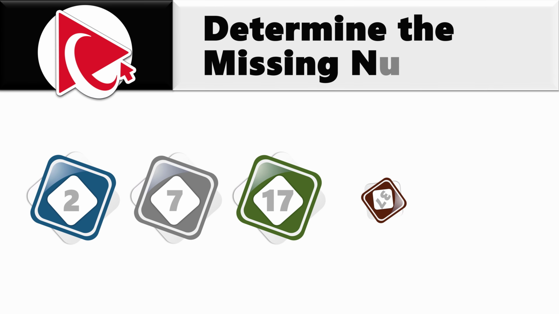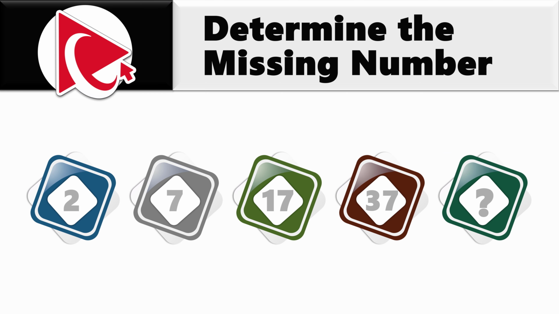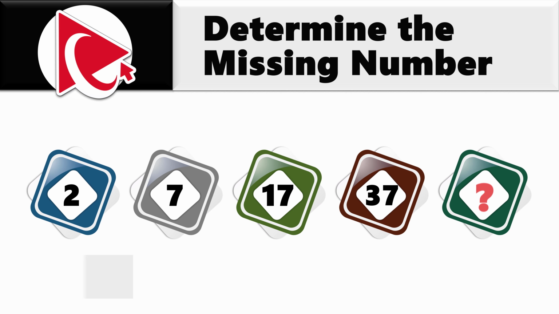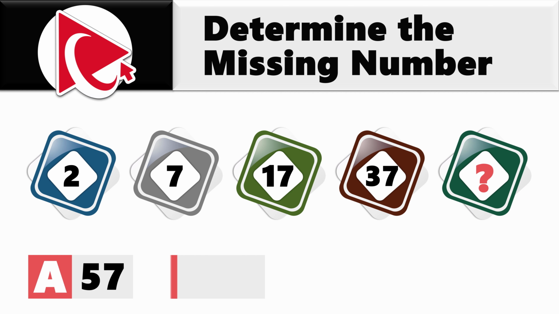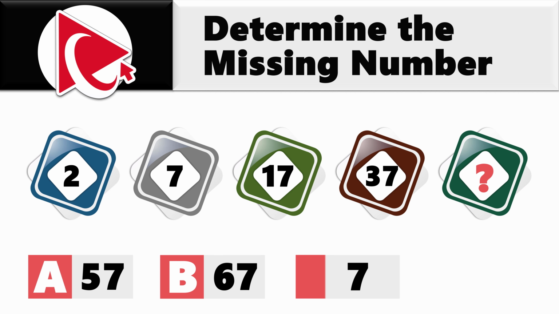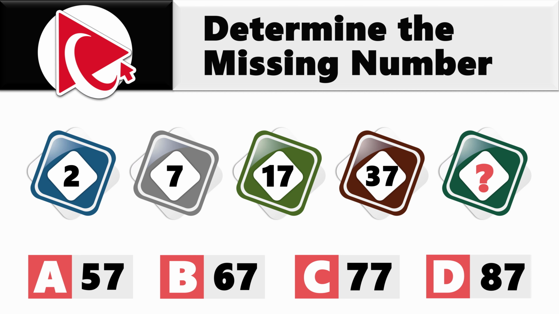You're presented with the sequence of numbers, and you need to determine the missing number. The numbers are 2, 7, 17, 37, and then comes the missing number, which you need to calculate and select out of 4 possible choices. Choice A, 57, choice B, 67, choice C, 77, and choice D, 87. Take a close look to see if you can come up with the solution.